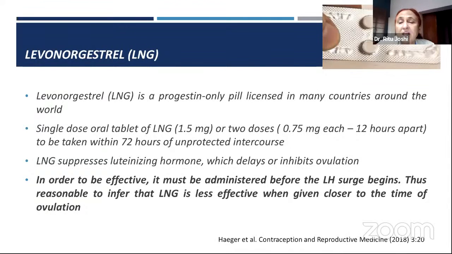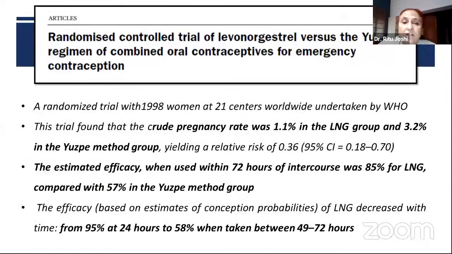This method has been licensed, and we do have single or double dose tablets available. This suppresses the luteinizing hormone, which delays or inhibits ovulation. In order to be effective, it must be administered before the LH surge begins. Otherwise, it is not going to be effective. Thus, it is reasonable to infer that LNG is less effective when given closer to the time of ovulation.